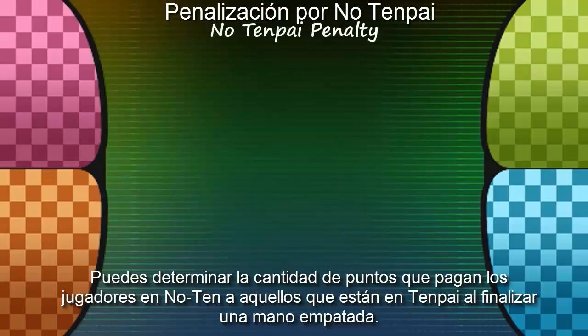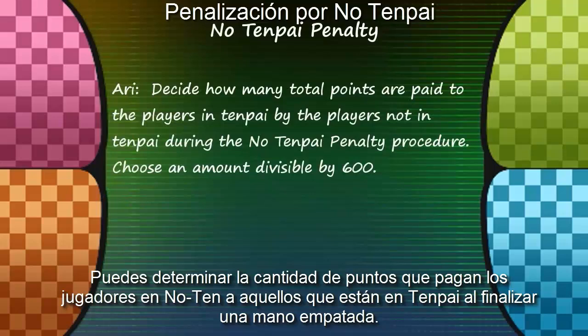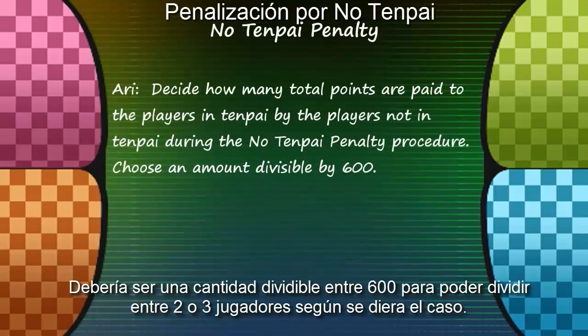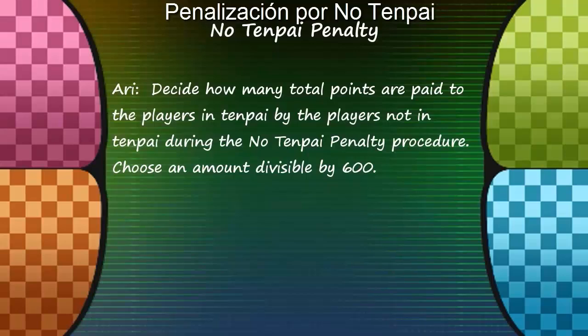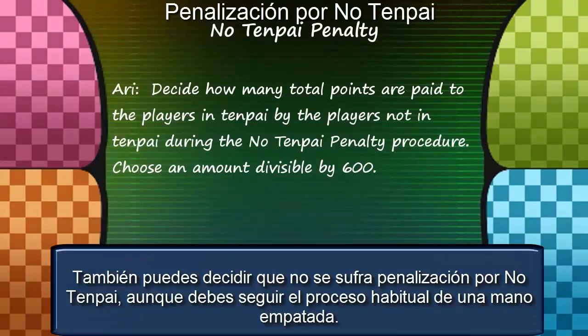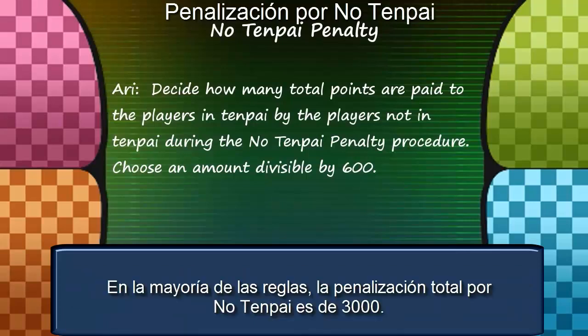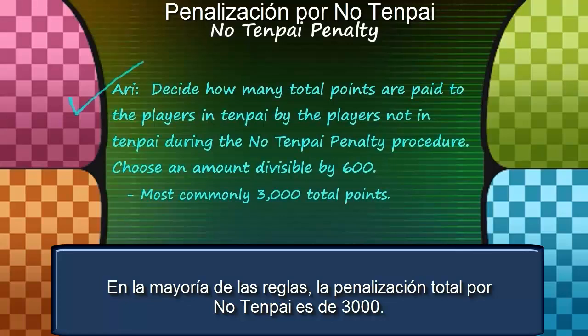You can choose how many total points are exchanged after a drawn hand between the players in Tenpai and the players not in Tenpai. It should be a number divisible by 600 so that it can be split both 50-50 or between 1 and 3 players as necessary. You can also choose to play without a No Tenpai penalty, although you still need to perform the step at the end of a drawn hand. In most rules, the total No Tenpai penalty is 3,000 points.